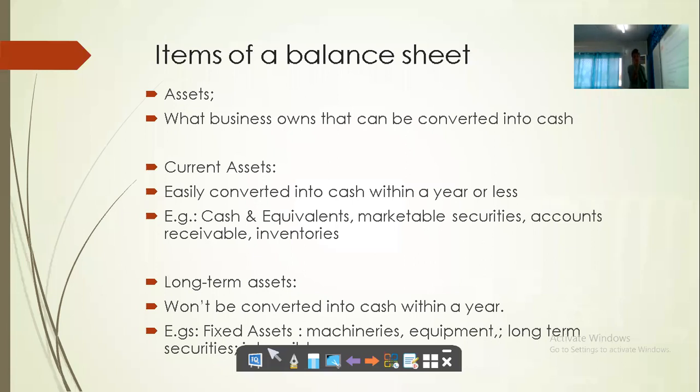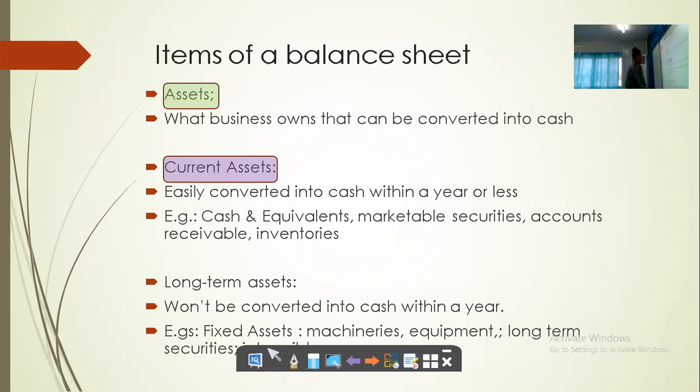You have three items there, three main groups. We have already covered them. They're assets. What are assets? Assets are what the business owns and that can be converted into cash. An asset is one of the main groups of items on the balance sheet, and it's further divided into two smaller groups.